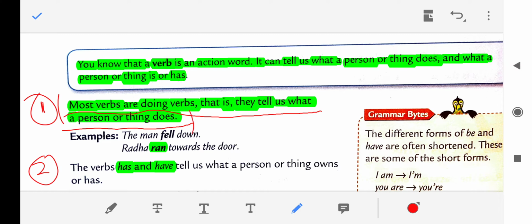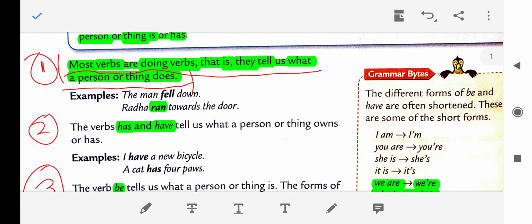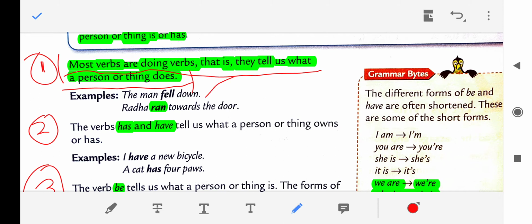Now these are some examples. Like, the man fell down. What the man does, he fell down. Radha ran towards the door. What is Radha doing? Radha is running towards the door. So Radha is the subject and the action she is doing is running. So Radha ran towards the door. In this sentence, ran is the verb.